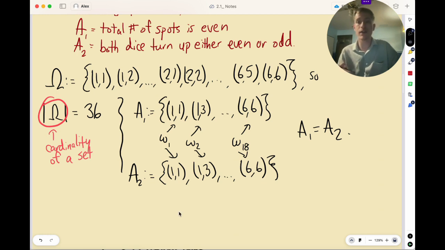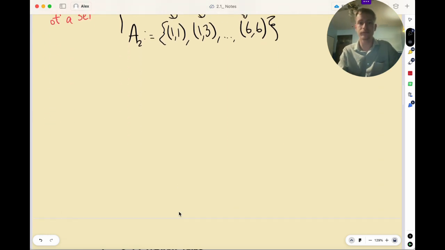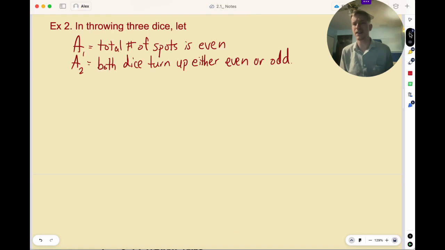Okay, let's do another example. In example 2, we have a similar situation where the events are the exact same: getting a total number of spots that's even, and that all dice turn up either even or odd. And this time we're throwing 3 dice. So pause the video and think about whether these events are the same or not.